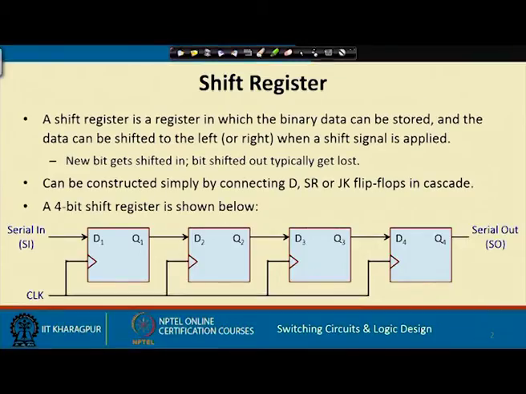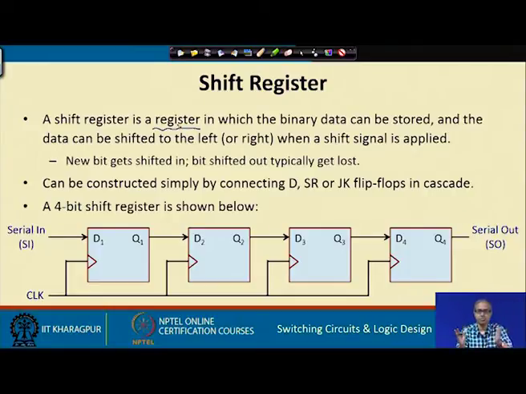So, talking about a shift register, a shift register is nothing but a register. Register means it can store, let us say a k bit shift register will be able to store k bits of data, where binary data can be stored, but additionally you can shift the data either to the left or to the right whenever required. There is a corresponding shift signal that can be used to do that. Now, what do you mean by shifting? This I will illustrate with this example that I have shown here.